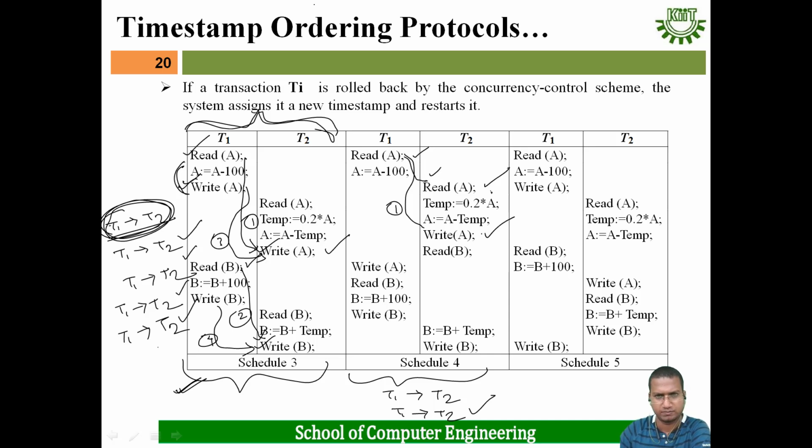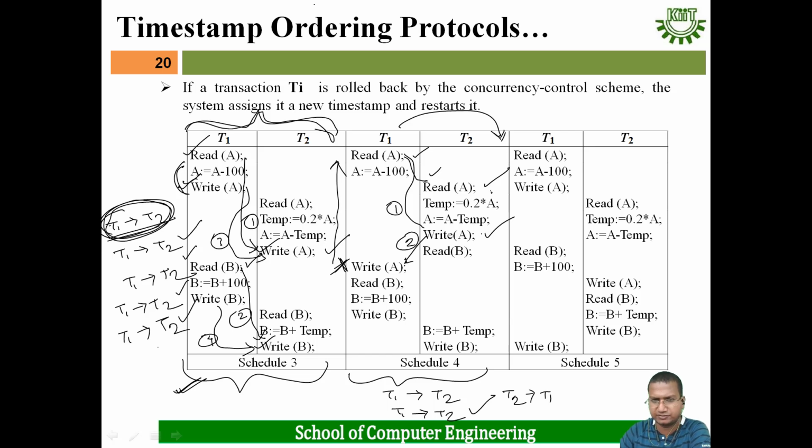Then read A, read B, then write A to write A. In this case, this is also a conflicting operation, but the conflicting operation is from T2 to T1, so it will create a problem. That means this write operation cannot be executed. For this purpose, we have to roll back the entire transaction T1. Then we have to schedule T1 later on, after T2, after some time. In this way, the timestamp ordering protocol works.